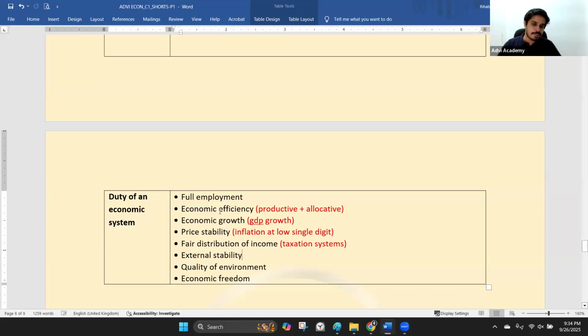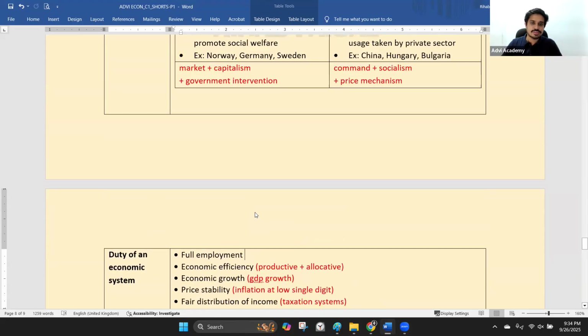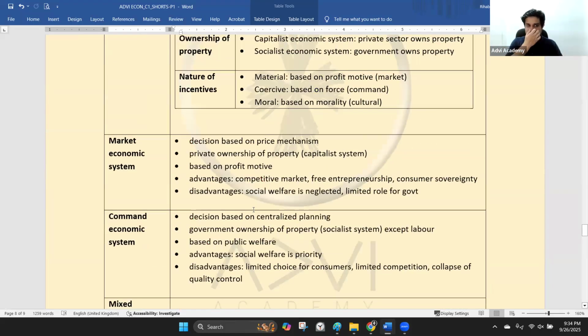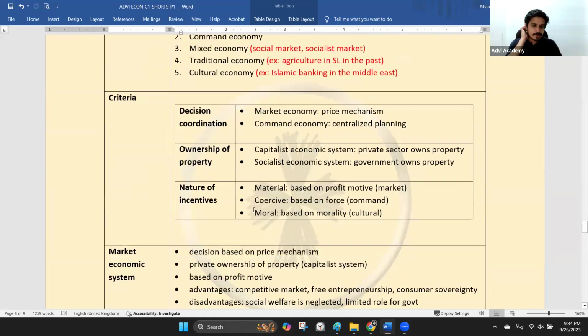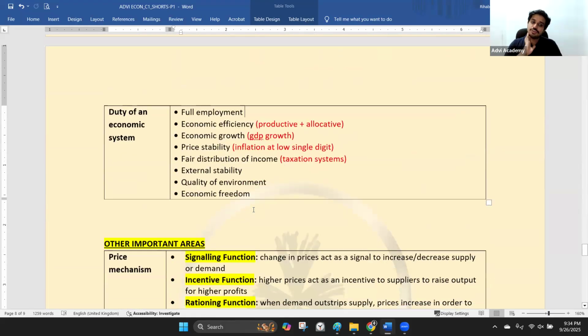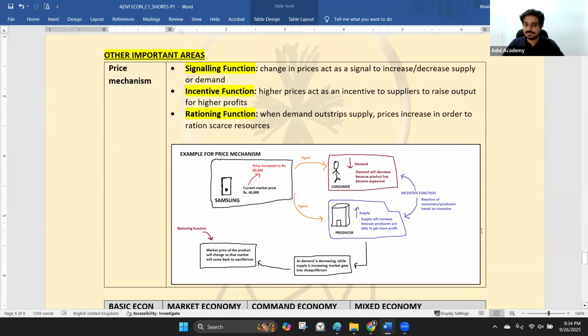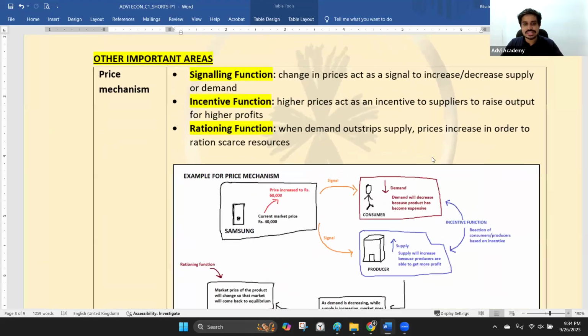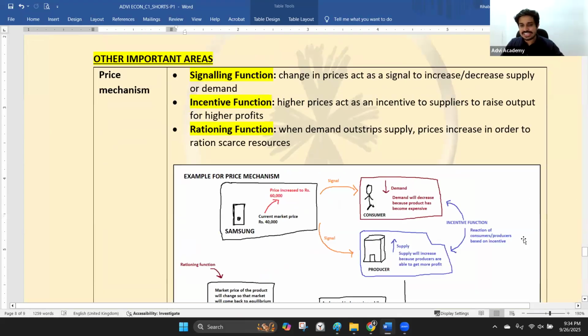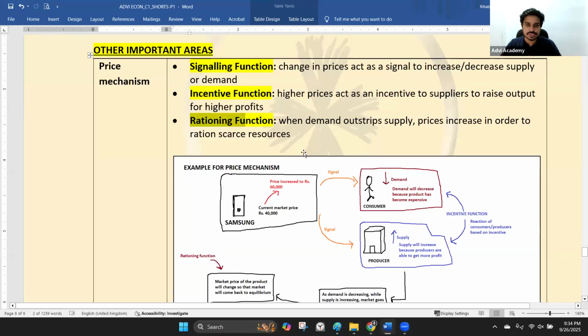You can just remember the main first 5 points. That's more than enough. The rest will come back to this later. So that's more or less it. The first half of economics is about this. The only thing left to talk about, the most important area, is what we call the price mechanism. There are questions that can come from this also. Price mechanism, I'll quickly cover in 5 minutes what this is. It has 3 functions: your signaling function, your incentive function, and your rationing function.